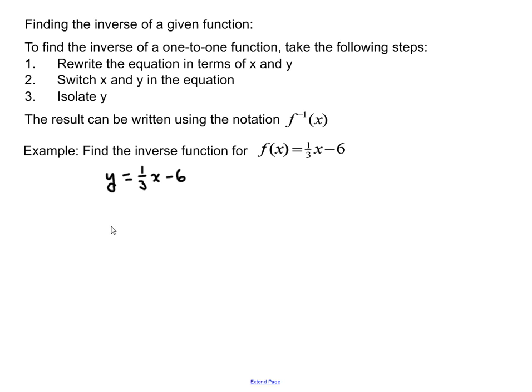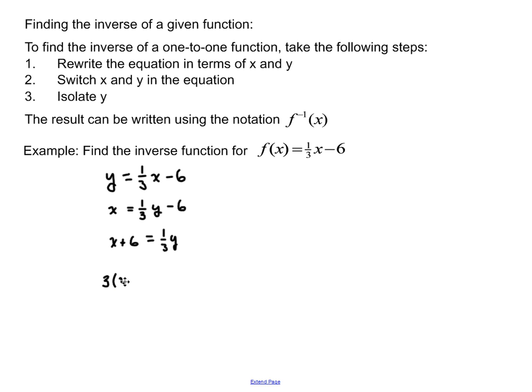Let's see what happens. If I have y equals 1/3 x, I'm going to switch x and y by step number two, right? So x is equal to 1/3 of y minus 6. So the next step is to isolate y. In this case, we're solving for y in the equation by adding 6 to both sides. So I would tell you x plus 6 is equal to 1/3 times y. And if I want to get rid of that 1/3 that's next to the y to completely isolate y, I'd have to multiply both sides by 3.